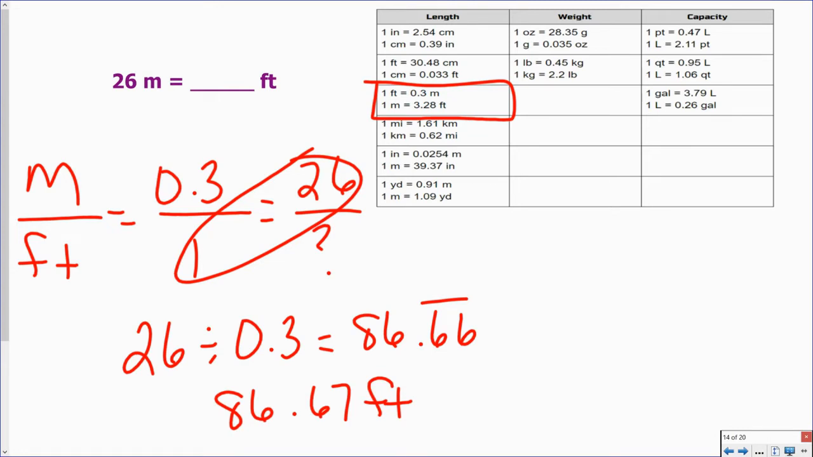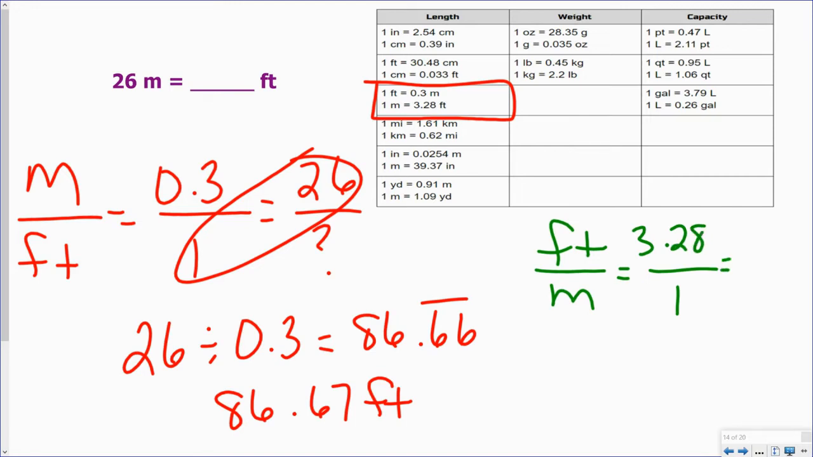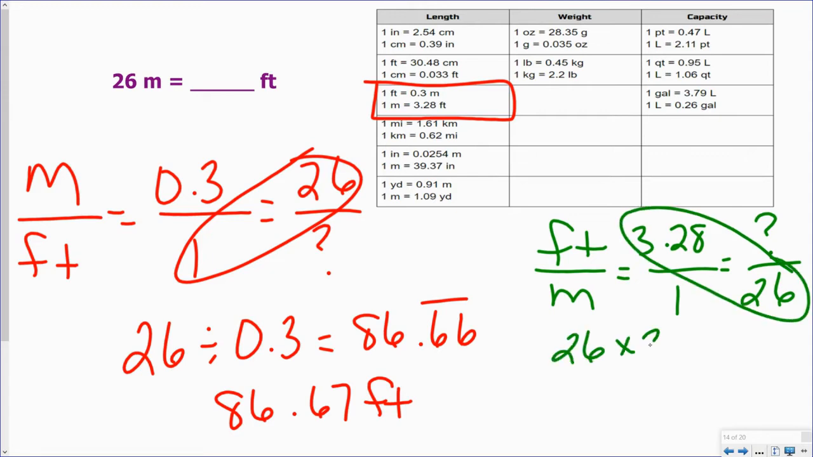And then if I look at my other one here and use that, I'm going to compare my feet to my meters. And that would give me 1 meter here and 3 and 28 hundredths feet here. And again, I still have 26 meters, and I'm still looking for how many feet that I'm going to need. So I cross multiply, take 26 and multiply it by 3 and 28 hundredths. And that gives me a total of 85 and 28 hundredths feet. So again, answers are very close. Either one of them is correct.